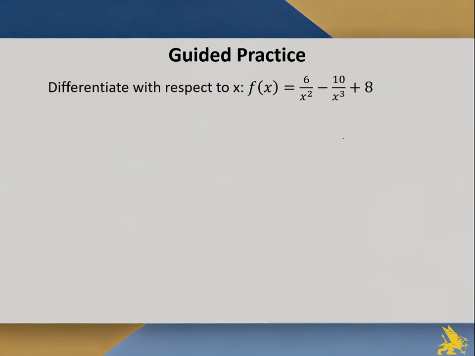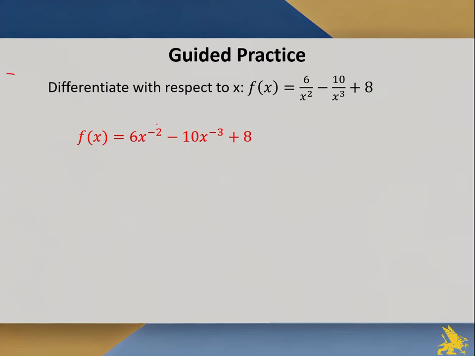Again, with this question here, we've got 6 over x squared, take away 10 over x cubed plus 8. So the first thing I want us to do here is I want to get our x's to be in our numerator. So to do that, I've got x squared. I'm going to turn that into x to the power of negative 2 and x to the power of negative 3. I then apply my power to my coefficient.